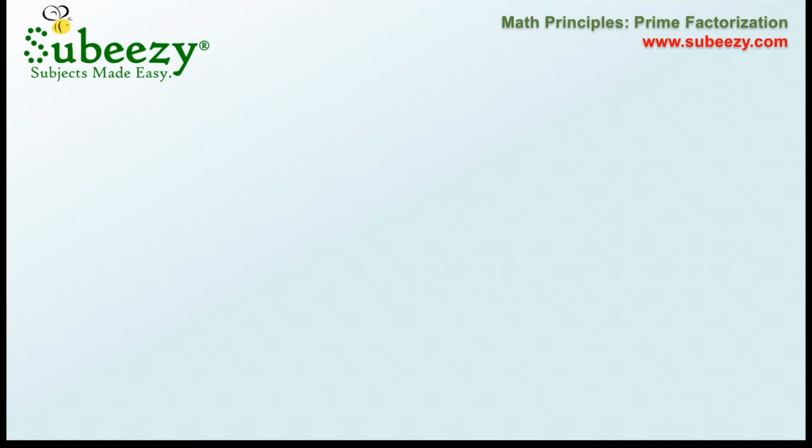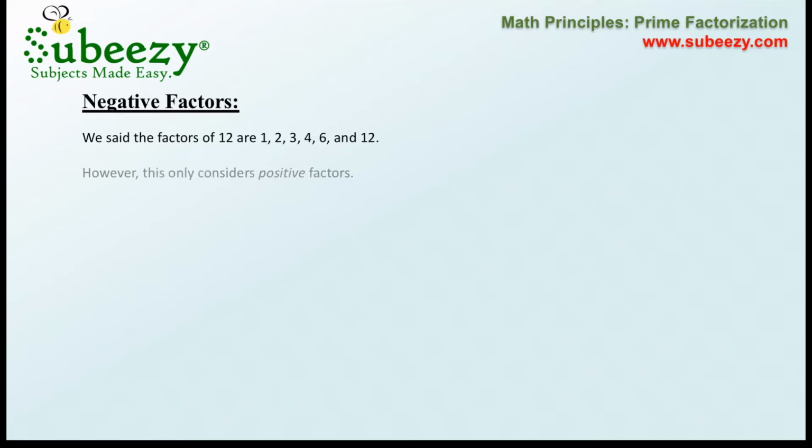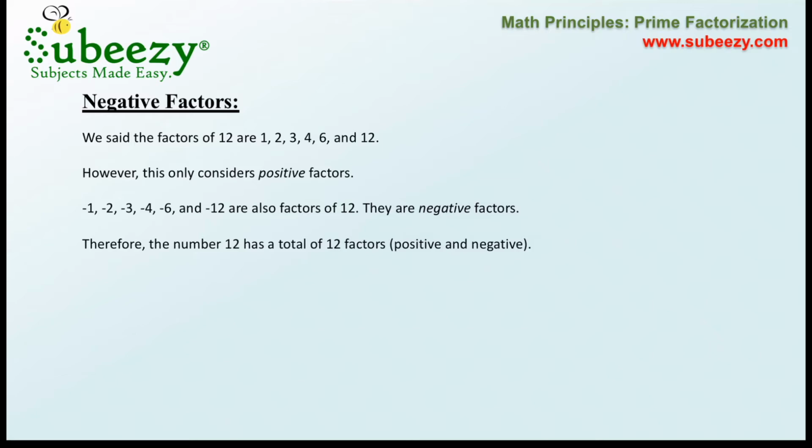So we said that the factors of 12 are 1, 2, 3, 4, 6, and 12. However, this only considers positive factors. -1, -2, -3, -4, -6, and -12 are also factors of 12. They are the negative factors. Therefore, the number 12 has a total of 12 factors, positive and negative. You will rarely be concerned with negative factors on your test.